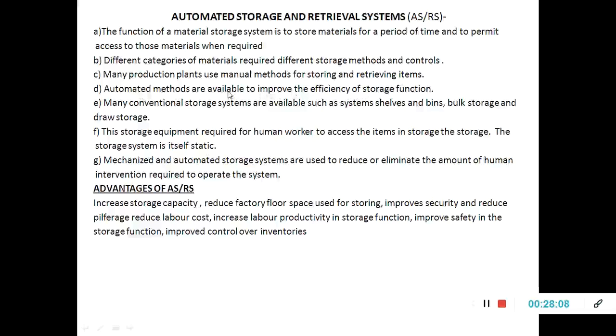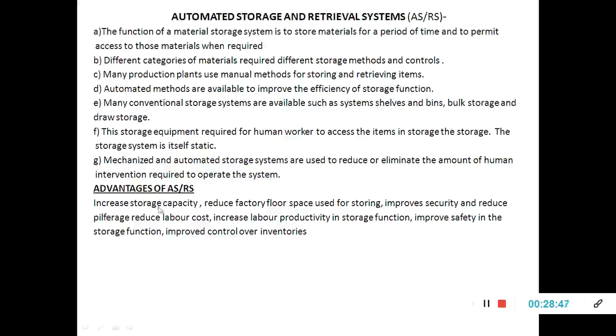Of course, when you are using automation, it should be very punctual, and its efficiency is more than the manual one. Many conventional storage systems are available, such as shelves and bins, bulk storage and drawer storage. This storage equipment requires a human worker to access the item from storage, and the stored item itself is static. It means that the worker identifies which part family is stored in which storage. That knowledge is with the operator.